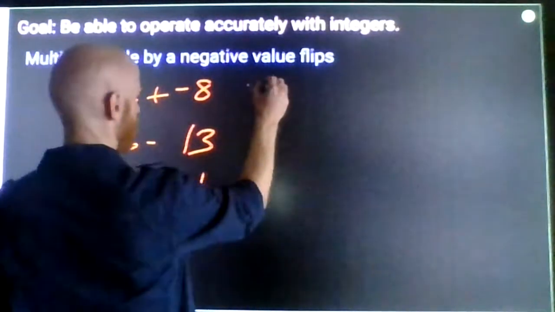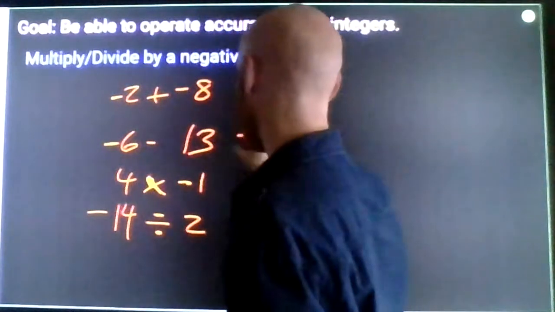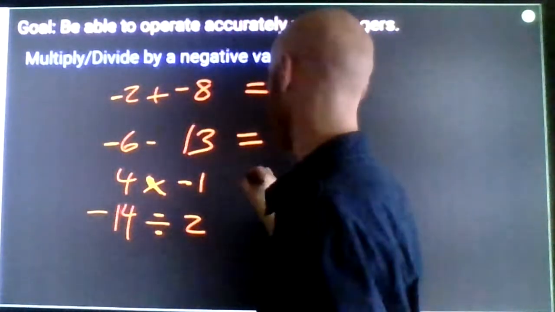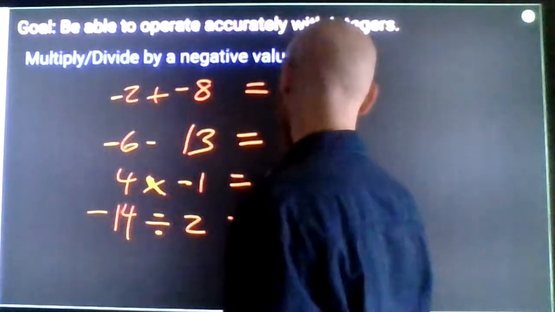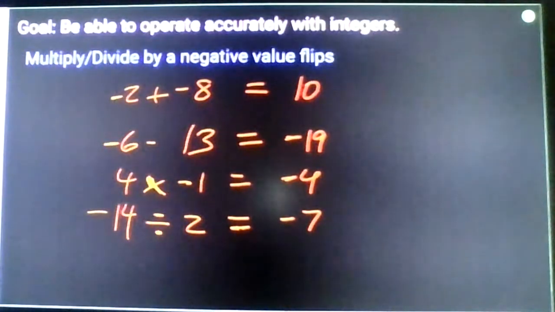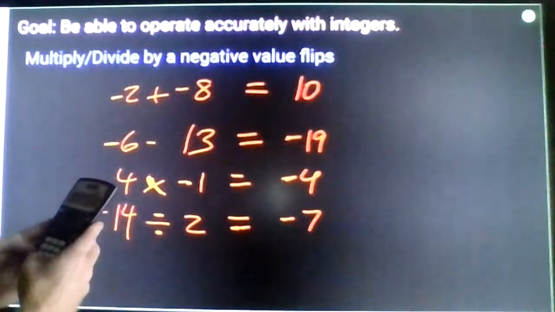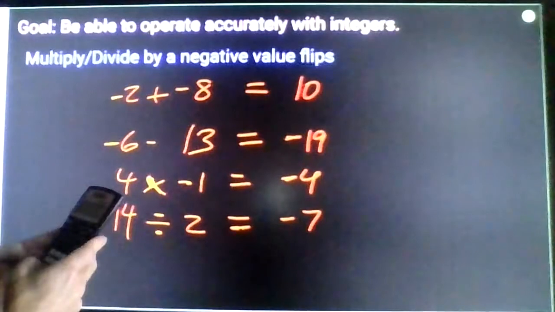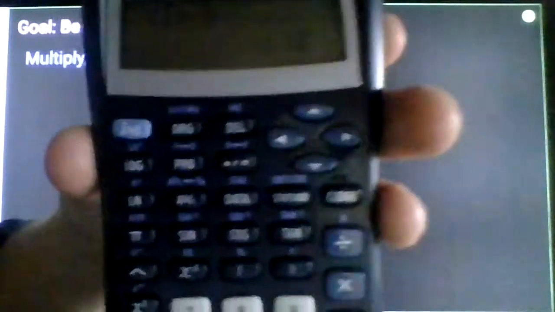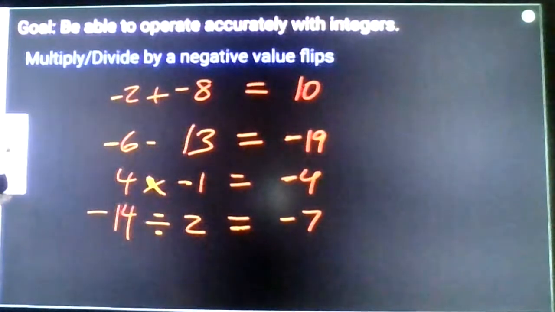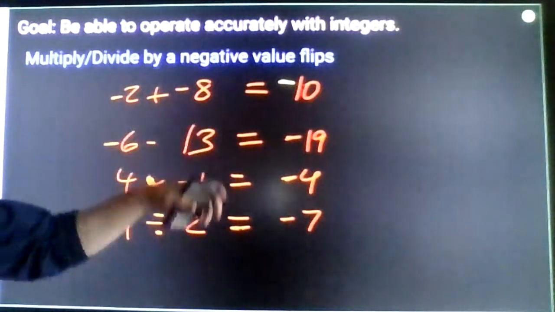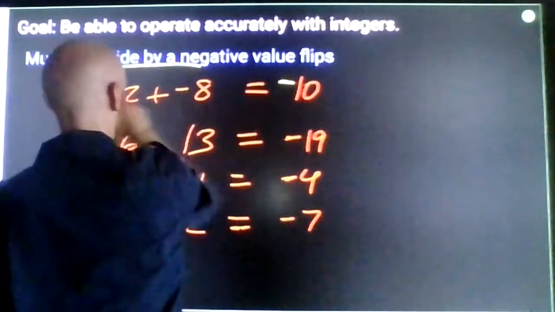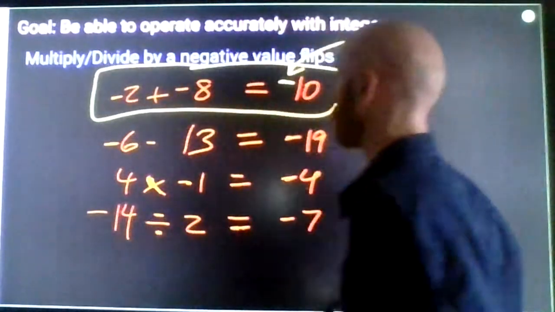Get your answers. All right, maybe you thought this was 10, thought this was negative 19, thought this was negative 4, thought this was negative 7. Okay, do the problems without a calculator. Check your answers with the calculator. Negative 2 plus negative 8 is negative 10. That's a big deal. Don't just say, I got that right, I just missed my sign. No. Circle that problem. All right, call attention to it.